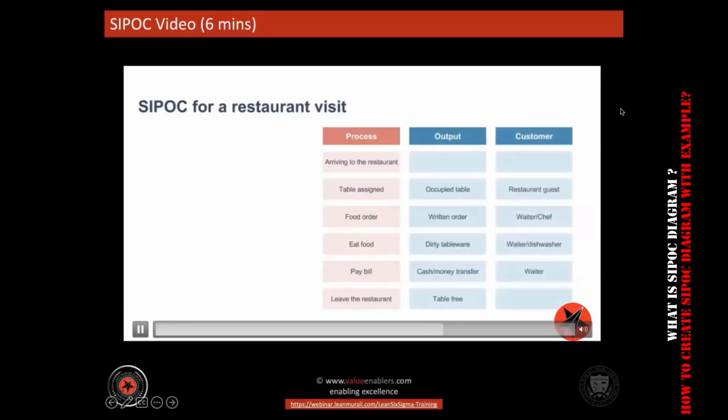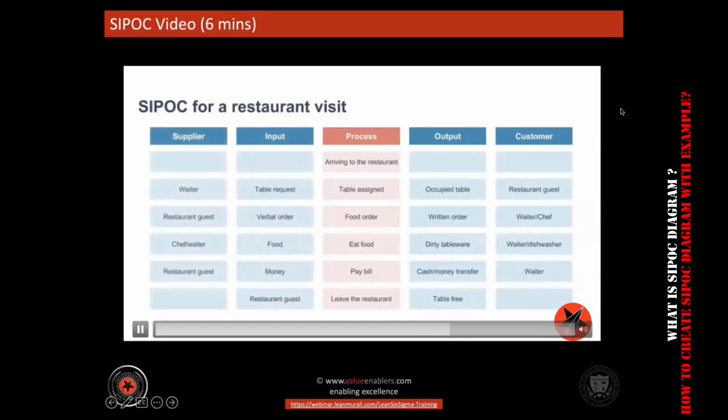And then we're going to do, again, the same thing: as we said, process, output, customer, input, and then we can have suppliers. You can see I have limited it to 6 process steps in this case. Let's look at it again. So we have arriving at the restaurant, and there are no suppliers, inputs, outputs, or customers. This is just the process step.